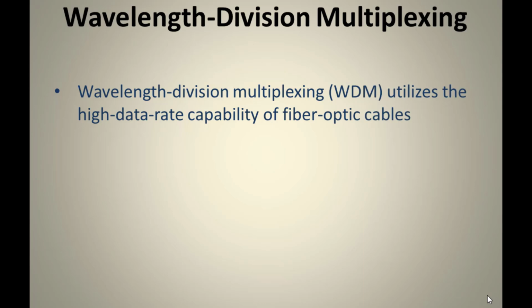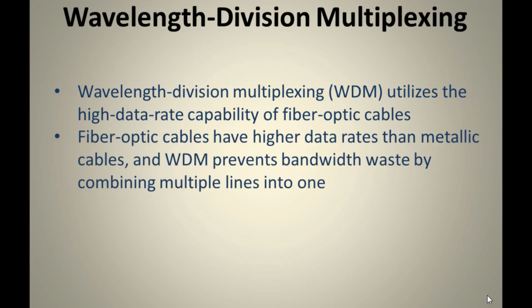So wavelength division multiplexing utilizes the high data rate capability of fiber optic cables. Fiber optic cables have a very large bandwidth, so we utilize the bandwidth of these cables by using wavelength division multiplexing. Fiber optic cables, of course, have a very high data rate as compared to metallic cables. So WDM prevents bandwidth waste by combining multiple lines into one.